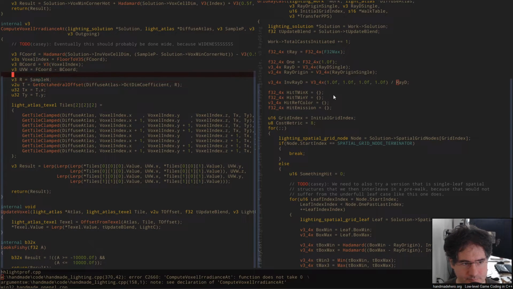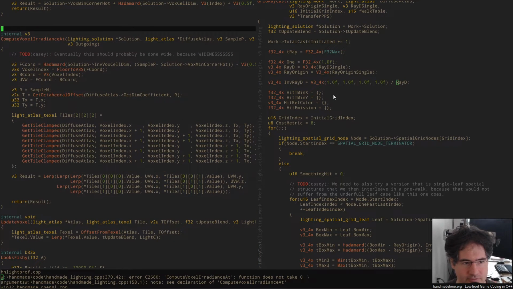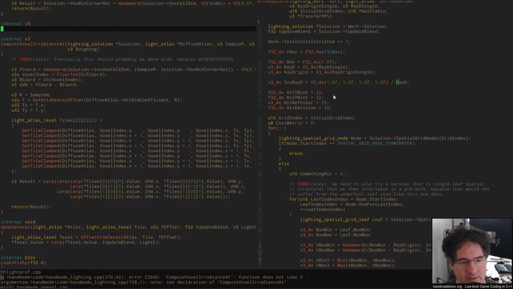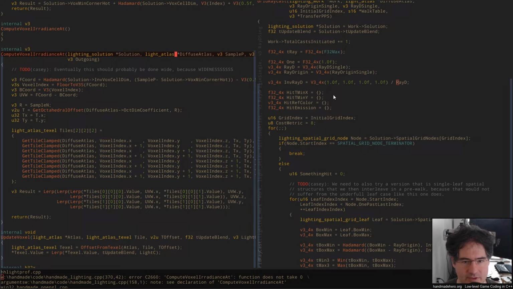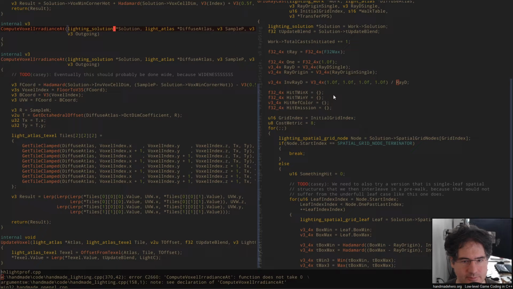So I think what we want here is to partition this out. And so instead of compute voxel radiance at being something that by default takes a P, we'll probably do compute voxel radiance at in a way that can also take a grid index. So if we were going to do it that way, what we would want is this same code, like so.